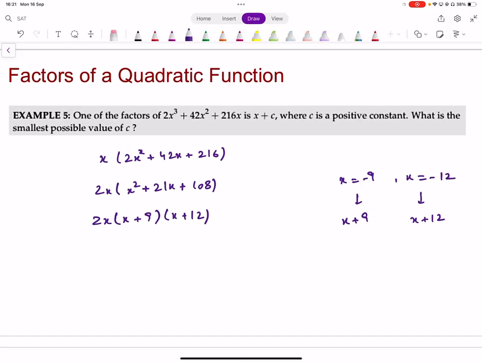Now what's the answer to this question? What is it that they're asking about? What's the smallest possible value of c such that x plus c is a factor. We have two factors of that form, x plus 9 and x plus 12. In which of them is c smaller? So c is going to be 9. Smallest c is going to be 9. Is that okay? So we write 9 as the final answer.